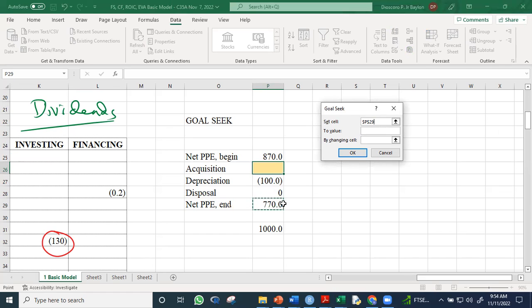We want to set PPE end to be what value? Kindly chat, please. What value do we want it to be set? Yeah, you're correct. We want it to be 1,000. So we have to type 1,000 here. Notice again, it's not linkable, so we have to type 1,000 here. And then by changing what cell? Could you type here, class? What cell do you want to change?